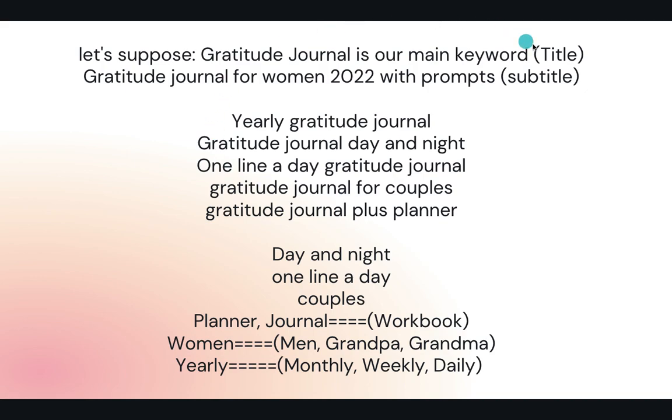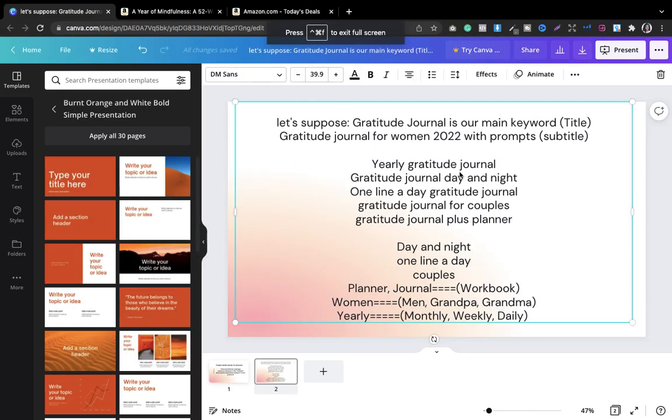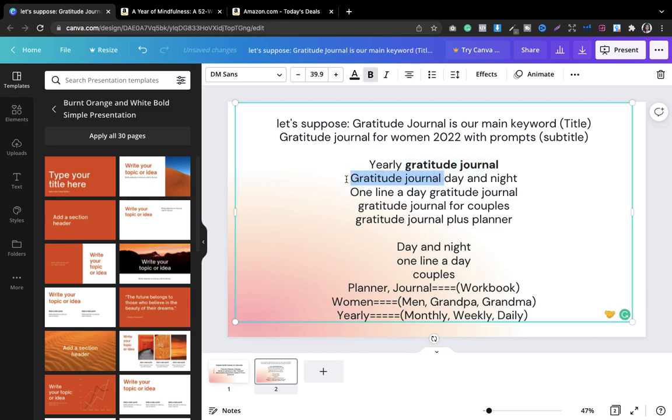Okay, so now we are done with our title and subtitle. I have just taken an example, so do not think much about the title and subtitle. I'm just focusing today on this part, that is the 7 keywords that we have to put in the boxes. So now gratitude journal is done. So what are we left with now? Gratitude journal we have already used, so I'm just differentiating it from the rest of the words.